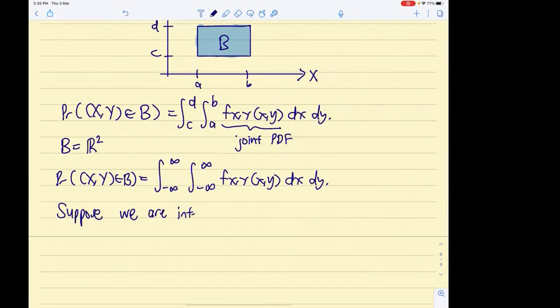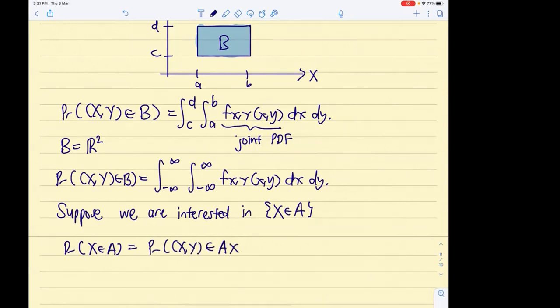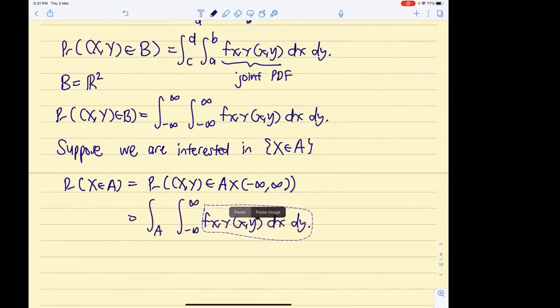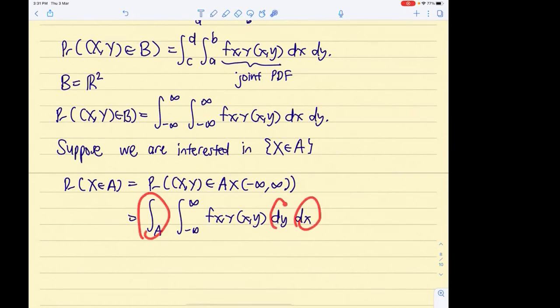Suppose we are interested in the event X belonging to A. All right, this is some event. And we don't care at all about Y. So that's nothing but the probability that X belongs to A. But you can rewrite that as the probability that X, Y belong to A and minus infinity to infinity. So Y basically goes from minus infinity to infinity, X belongs to A. Okay. So you can rewrite that in the following simple way. Integral over A, minus infinity to infinity of the following. But here you integrate over Y first, then X. All right, because the X goes with the A, and the Y you're integrating out.